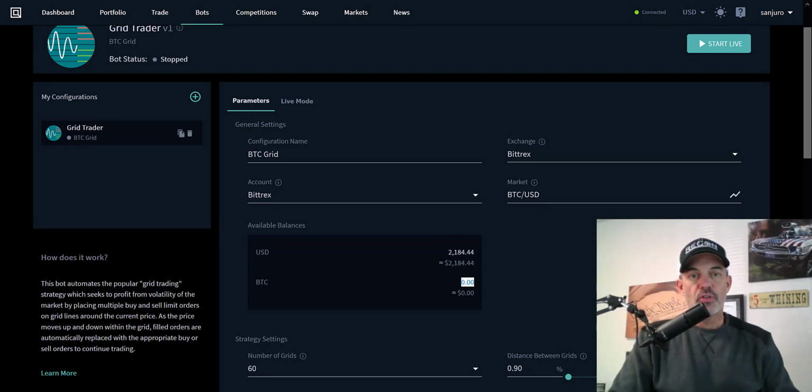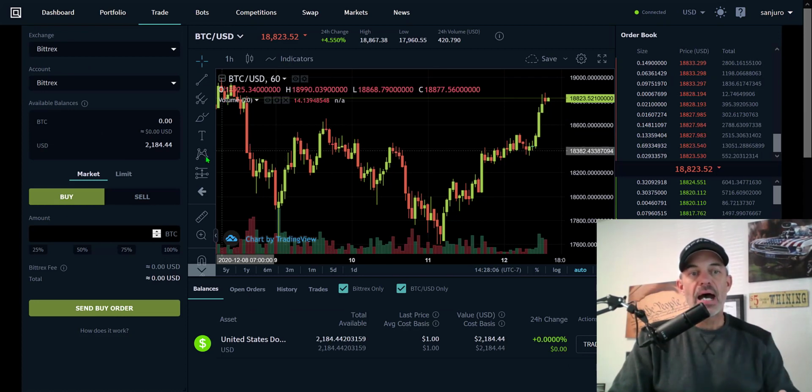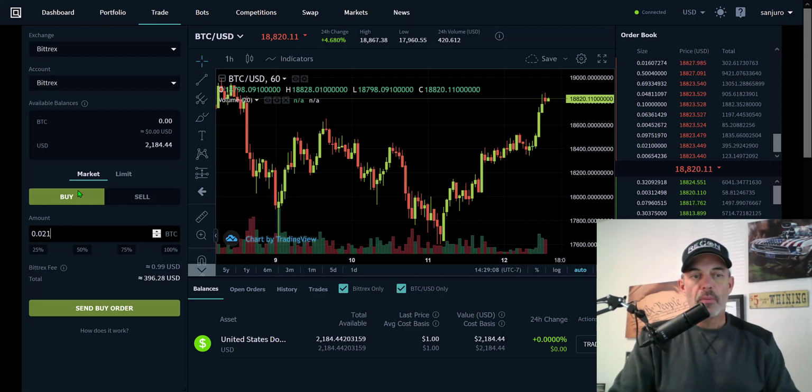So I need to jump over to the trading platform and actually buy some Bitcoin. And we're just going to do a market order, and I'm going to buy approximately $400 worth of Bitcoin, as that is approximately the same amount that is set up on the buy side. So overall, close to $900 that I'm giving the bot to run with.